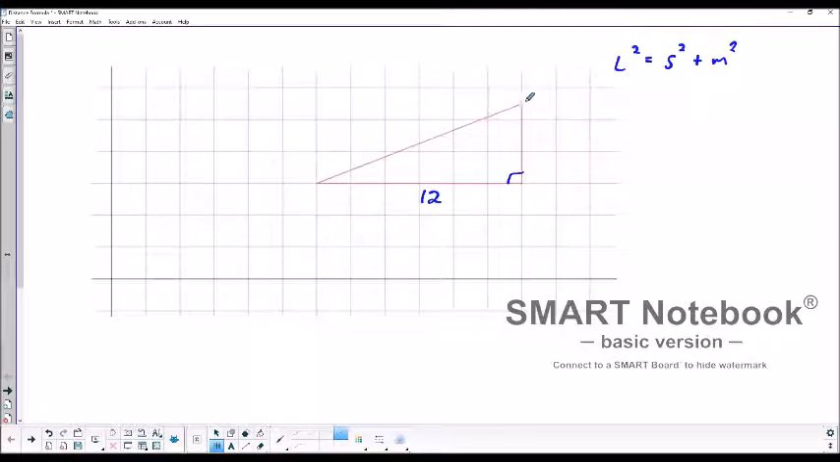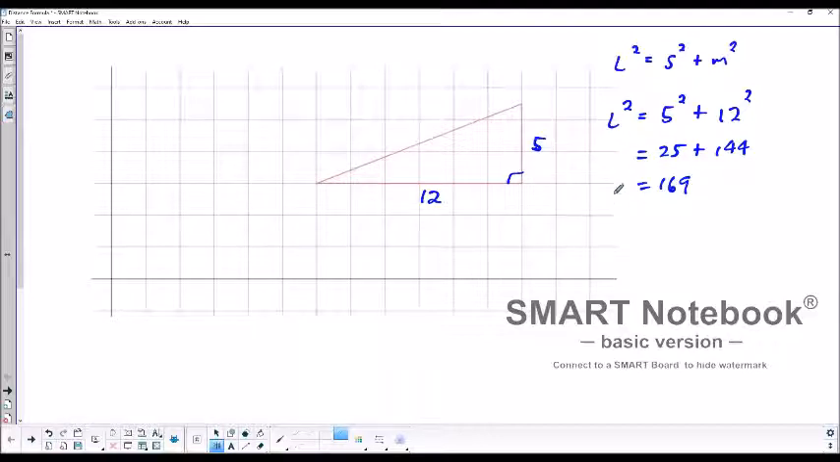Then we've got 2, 4, 5 units there, and I need to find this length here. Putting it into the formula, L squared equals S squared, which is 5 squared, plus M squared, which is 12 squared. So we get 25 plus 144, which gives me 169. Therefore, L squared is 169, and taking the square root of both sides, the square root of 169 is 13. So that's all fine and dandy.